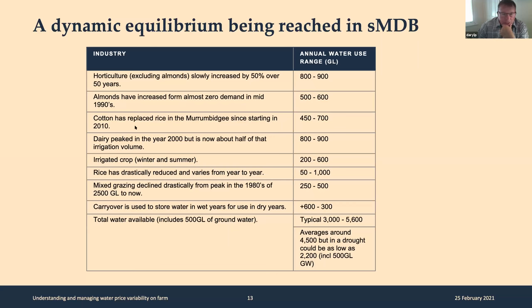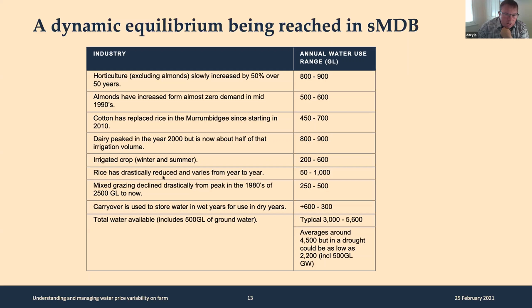Cotton has come into the Southern Connected Basin and replaced some of the rice in the Murrumbidgee, using a range of 450 to 700. Dairy, around about 800 to 900. They used a lot more than that earlier on, but are using about half of what they used to access. But mind you, the production isn't half. So there's an element of adjusting and changing to what they do, and getting more from the water that they do use. Irrigated cropping ranges from 200 to 600.